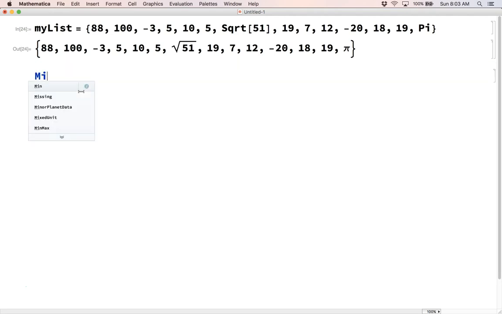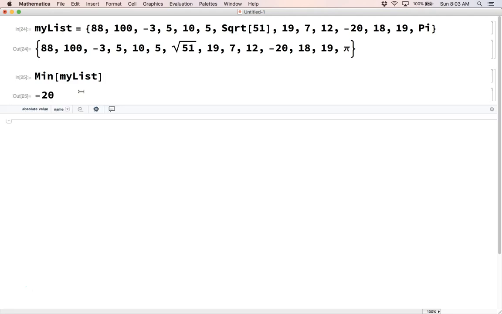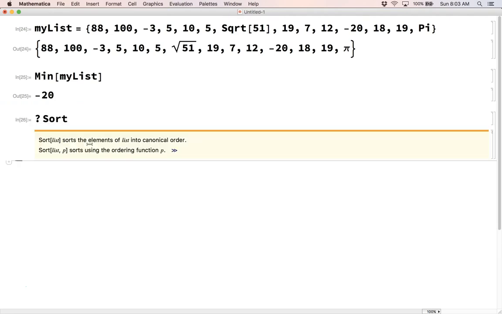Finding the smallest number in myList is pretty easy. I can do Min of myList. Okay, there's -20. But finding the three smallest numbers, that's going to take some more work. So the key idea is to use the built-in function Sort inside of Mathematica. And we can get help on it by looking up ?Sort.